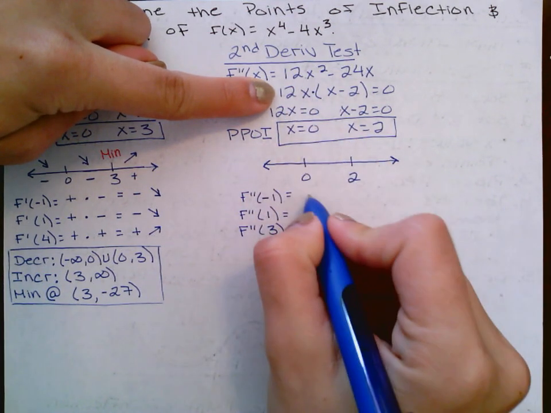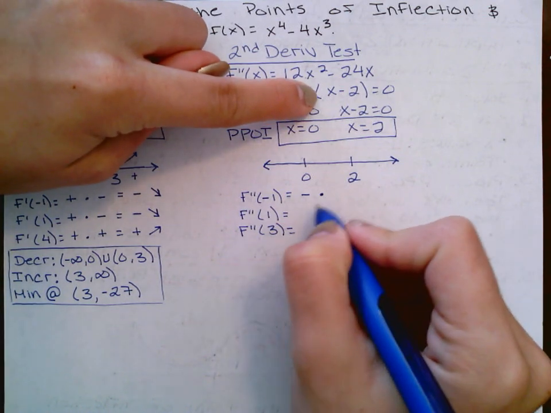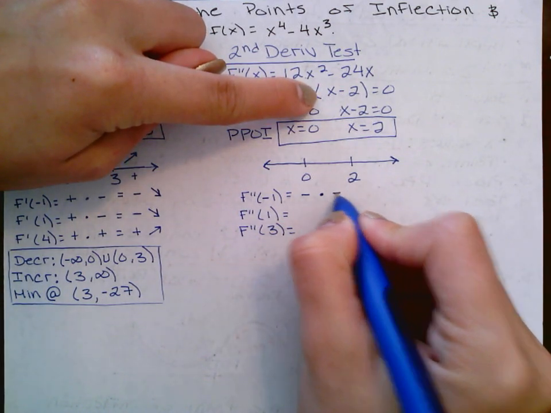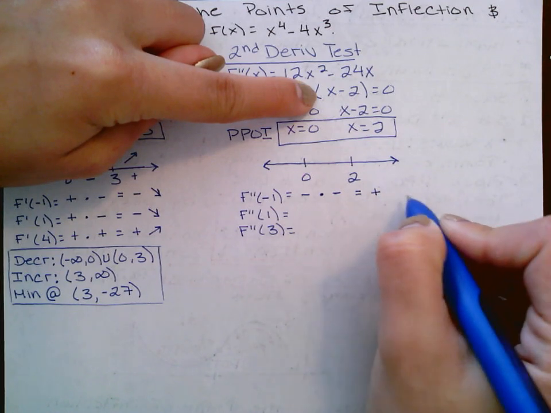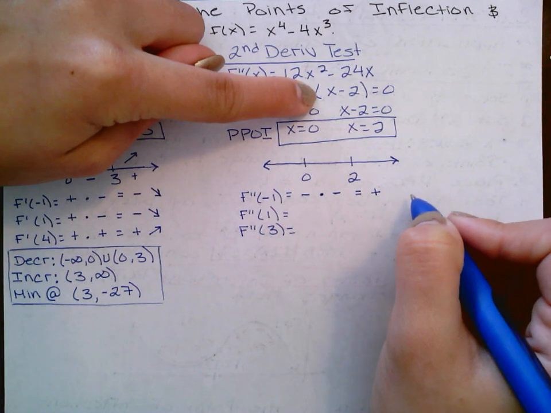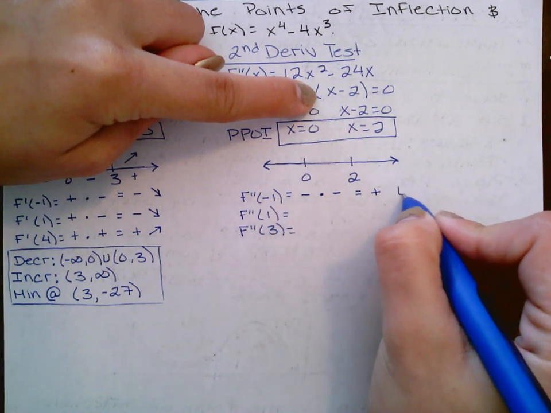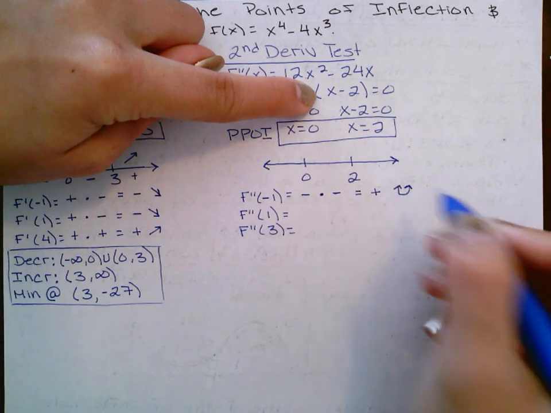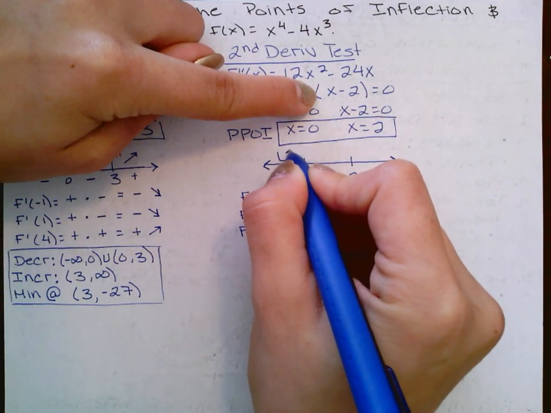-1 times 12 is negative, times -1 minus 2 is also negative. Okay? Negative times negative is positive. Be careful, we're on the second derivative test, so this is telling me about concavity, not increase and decrease. A positive second derivative tells me it is concave up. Okay? So positive and concave up.